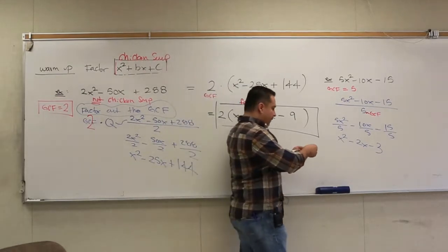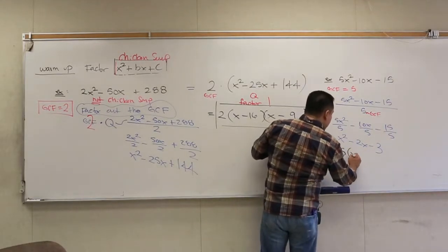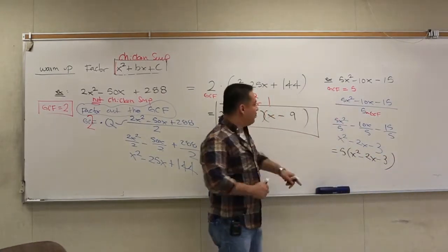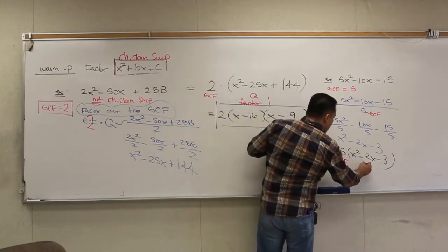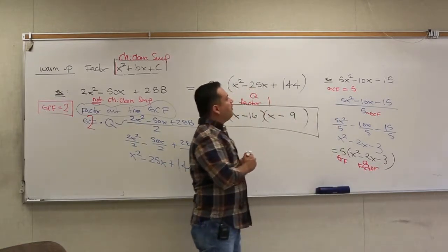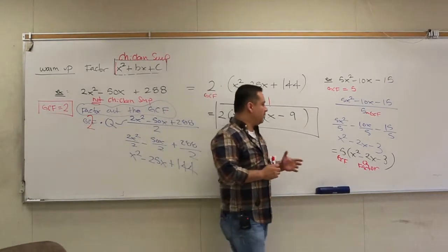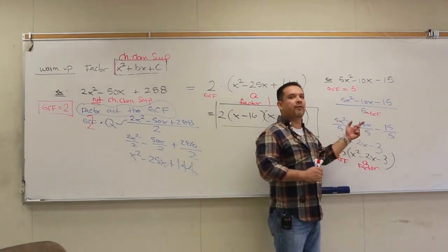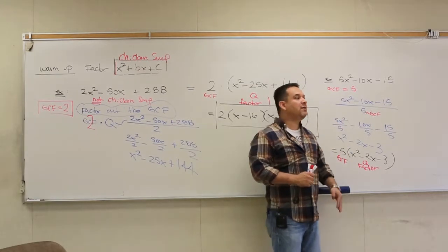Okay, and then again, the form is going to be 5 times x squared minus 2x minus 3, where you have greatest common factor and the quotient, in which you now do what with the quotient? Don't you factor that quotient? Do you guys notice? What procedure do you use to factor the quotient? Chicken soup. And that's actually warm-up question number what? 2. You did that one already.